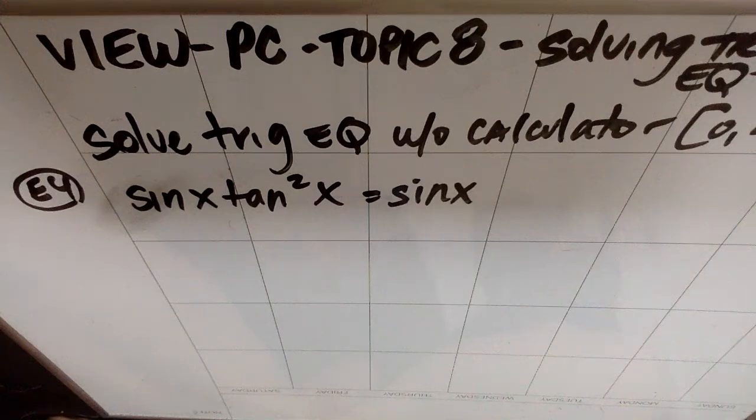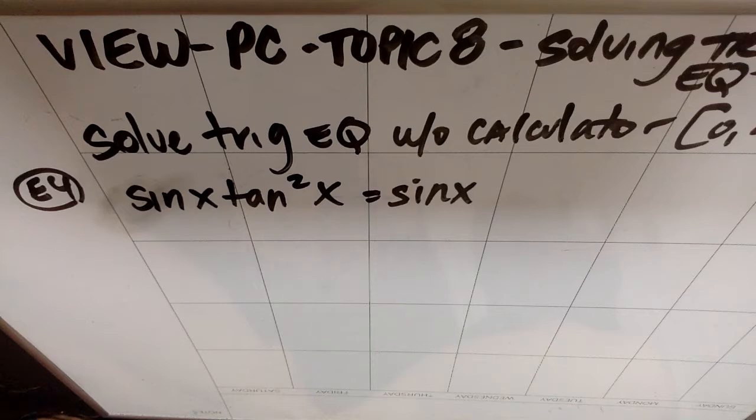Sciences View Pre-Calculus. We're doing topic 8, which is solving trig equations, and in this video we'll do examples 4, 5, and 6, all of which involve solving a trig equation where neither side is currently 0. So we are finding solutions on the window from 0 to 2 pi, which is essentially 1 full unit circle in radians.